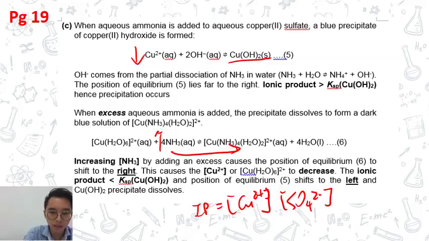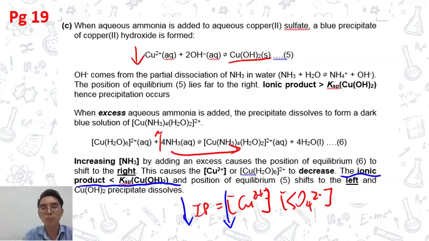Let me write this out. As Cu2+ drops, the IP will drop as well, and the IP will drop until it's below Ksp, and therefore your copper hydroxide in this case will dissolve. Okay, one last case, part D.